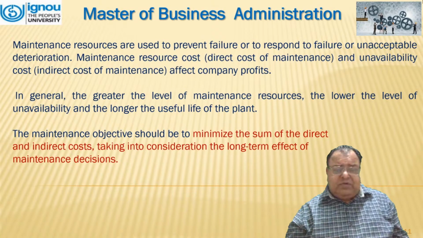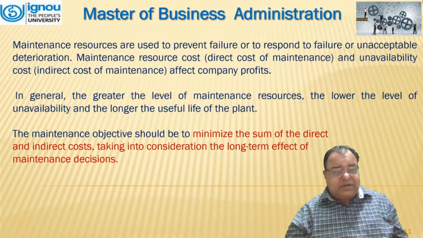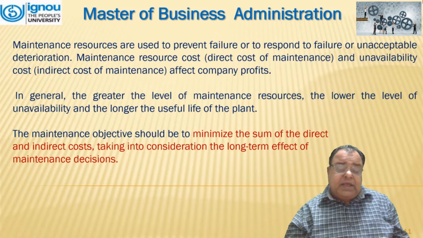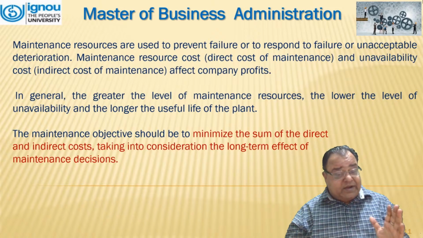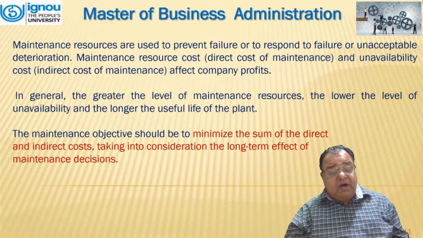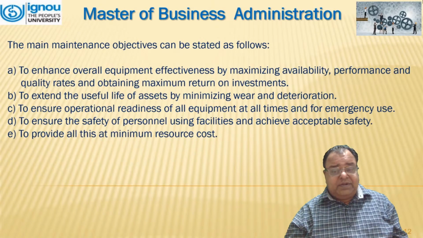Maintenance resources are used to prevent failure or to respond to failure or unacceptable deterioration. Maintenance resources cost, which is the direct cost of maintenance, and unavailability cost, that is the indirect cost of maintenance, affect the company's profit. In general, the greater the level of maintenance resources, the lower the level of unavailability and the longer the useful life of the plant. The maintenance objective should be to minimize the sum of direct and indirect costs, taking into consideration the long-term effect of maintenance decisions.